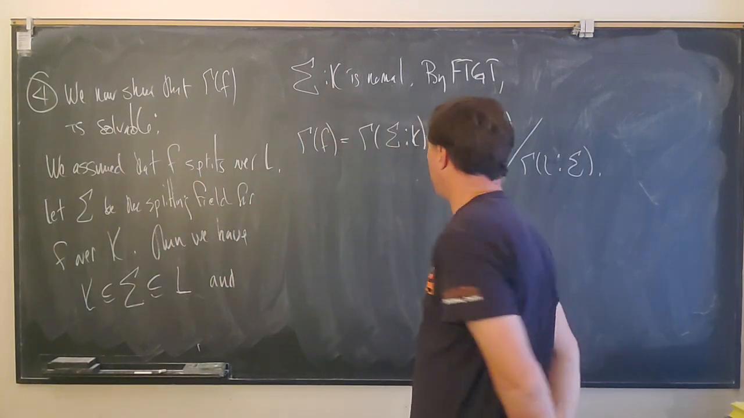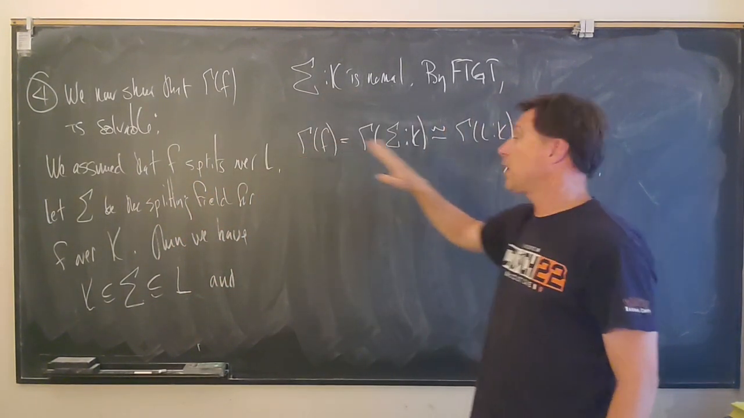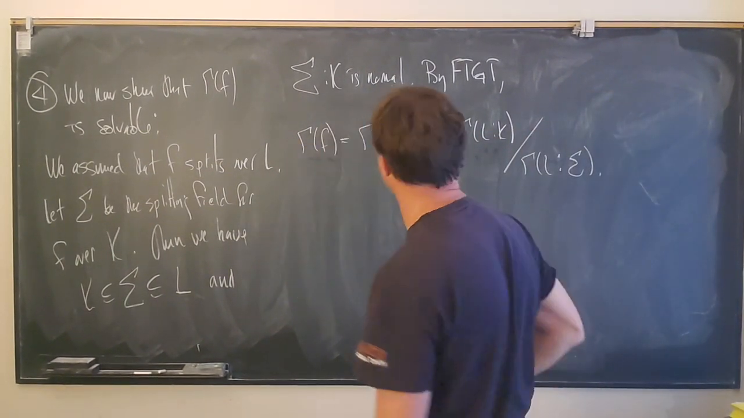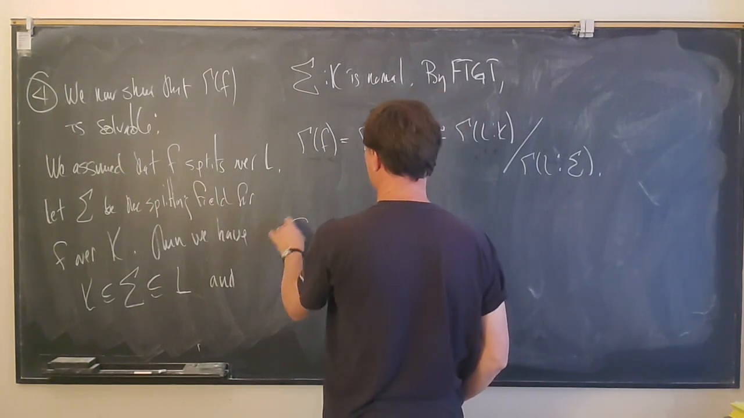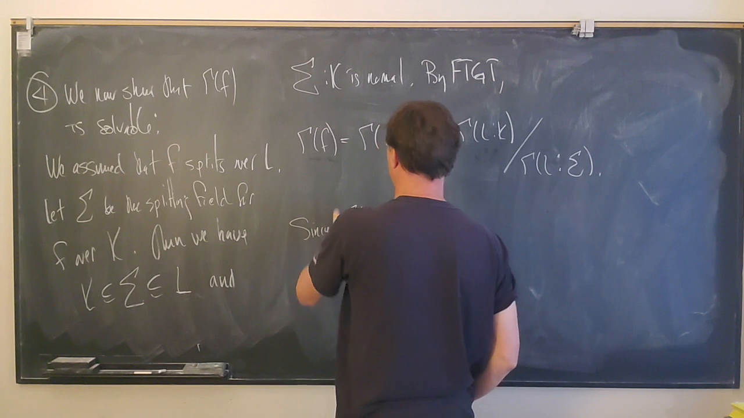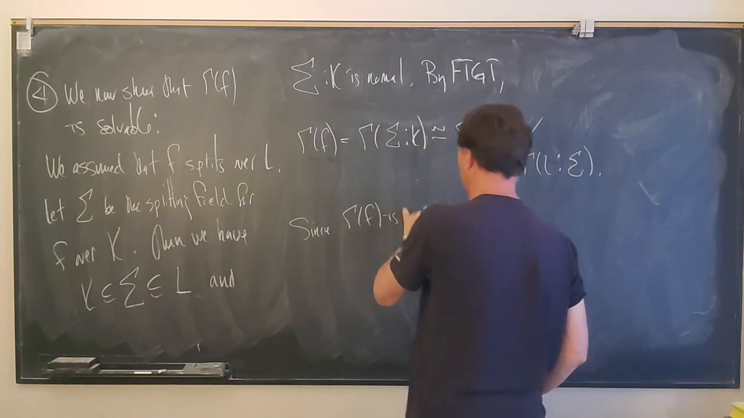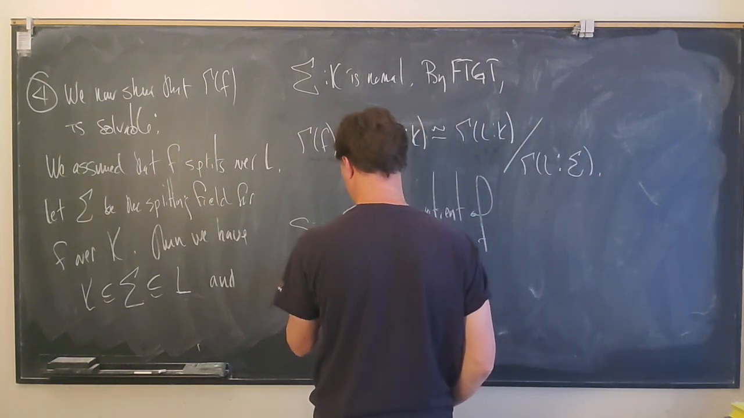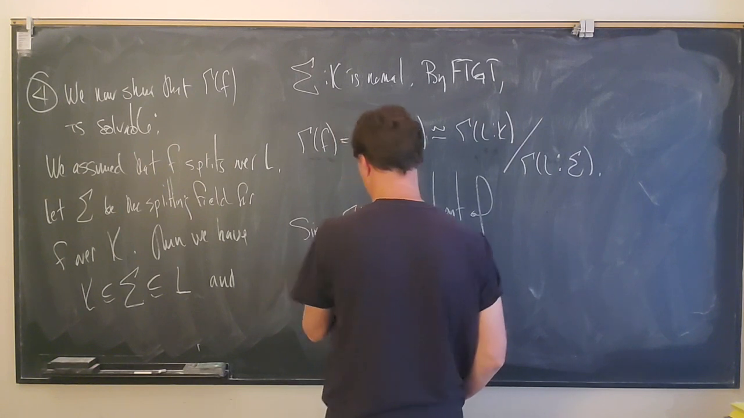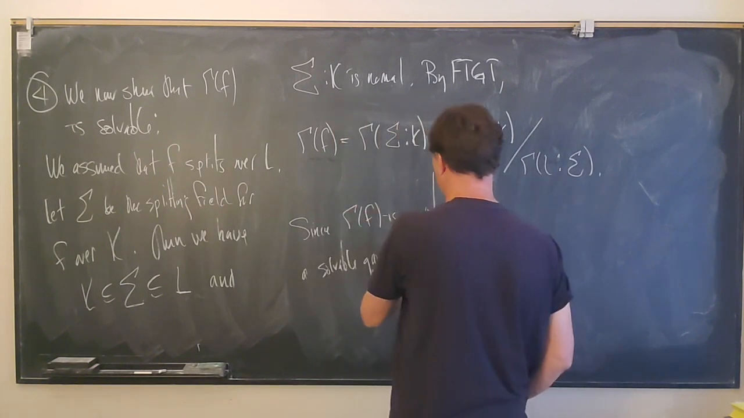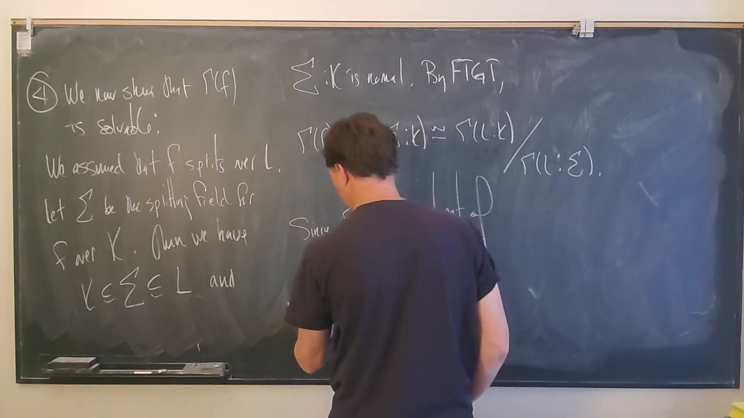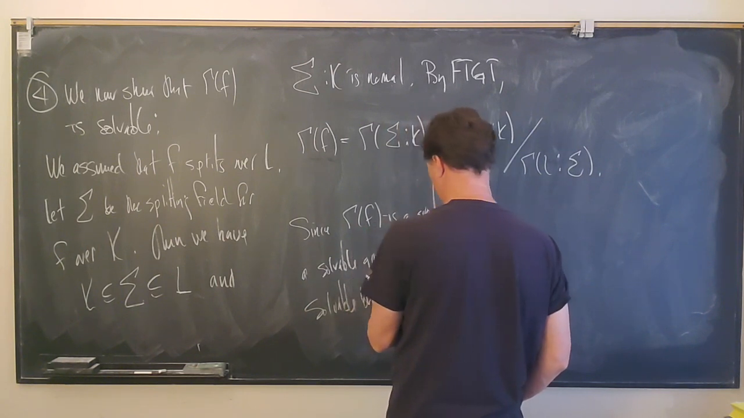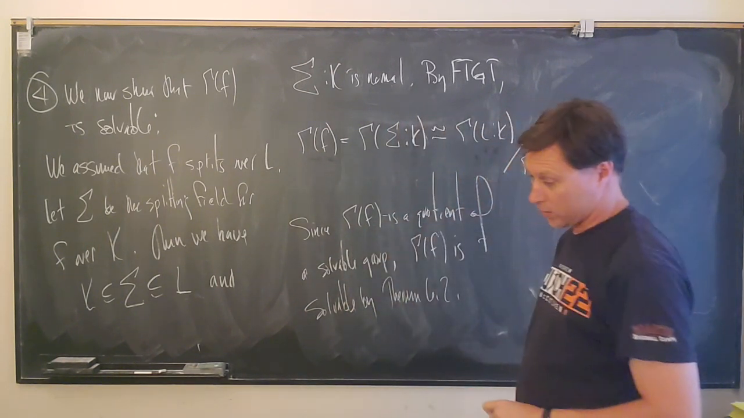Okay, so what does that tell us then? It tells us that gamma of F is a quotient of a solvable group by our theorem 6.2, right? So since gamma of F is a quotient of a solvable group, gamma of F is solvable by theorem 6.2.